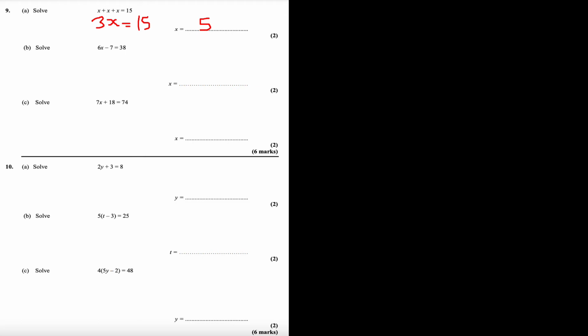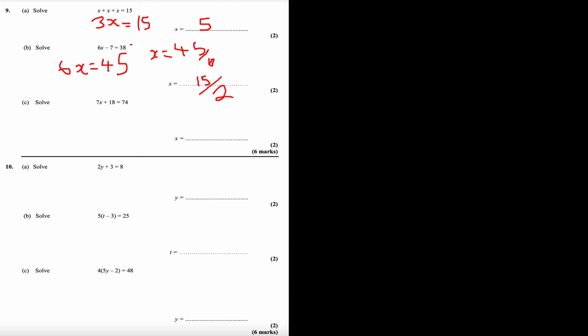Part B, 6x minus 7 is 38. Add 7 to both sides. 6x is equal to 45. x is equal to 45 over 6, which can be simplified by dividing top and bottom by 3. So I get that x is equal to 15 halves.